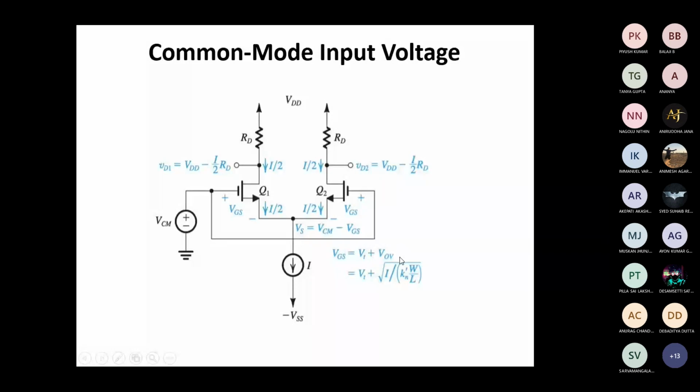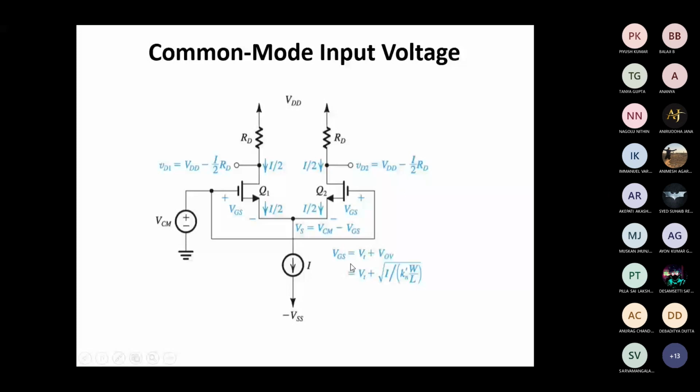And so we will see how we are getting this equation: overdrive voltage in terms of root of I by K dash W by L. I think you have already studied this equation also. We will see all these derivations step by step. In this circuit, they have mentioned all the equations here. I'm just explaining how we are getting these equations.